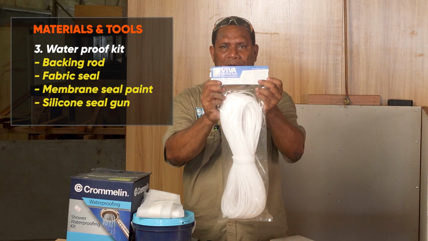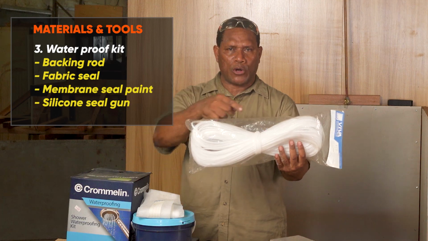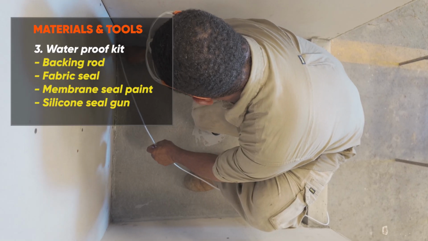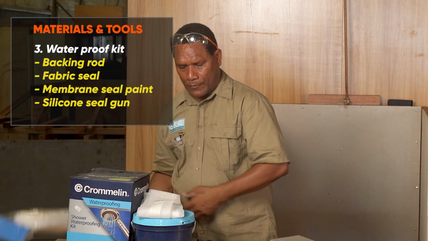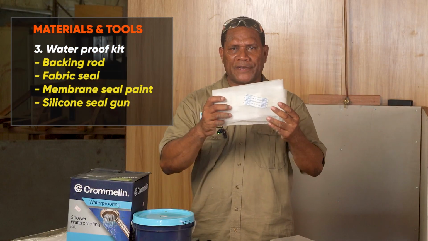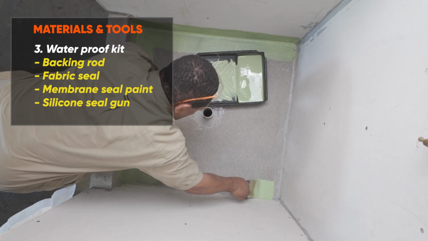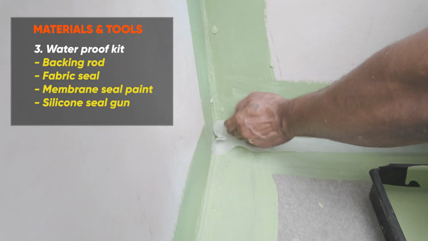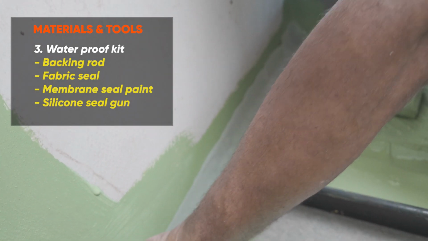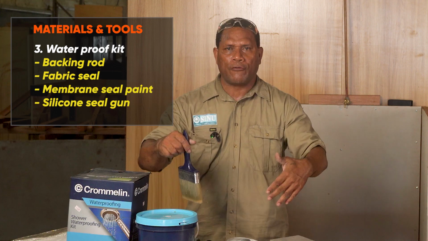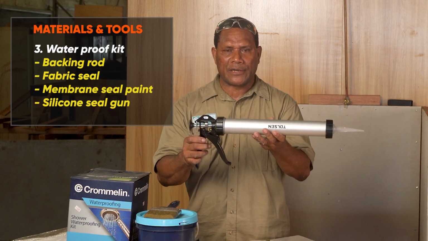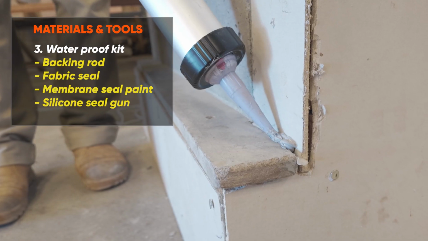This one is called backing rod. You use it for sealing the edges of the bathroom, where you give 5mm clearance inside it. This one is fabric. Before you place fabric inside the wet area, you use sealant on it. Sealant is also paint where you apply it. You use a brush to paint it on the floor. This one is a silicone gun. You use it on the wet area edges.